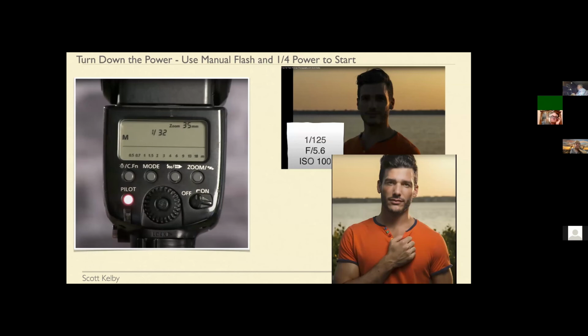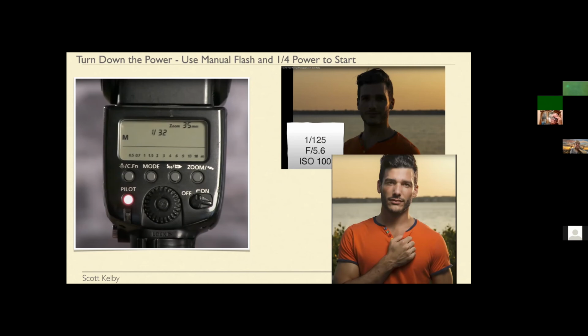Lastly, I'd like to just take a look at manual flash. This is an example of where you might use manual flash. You have a subject present in the evening for a sunset. The sun is going down. You would like to balance the light between the subject in the foreground and the nice lighting in the background.